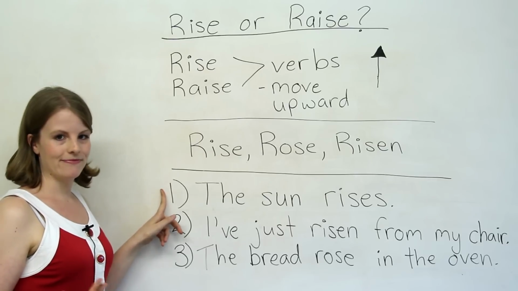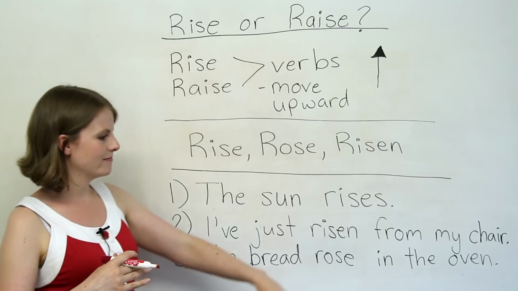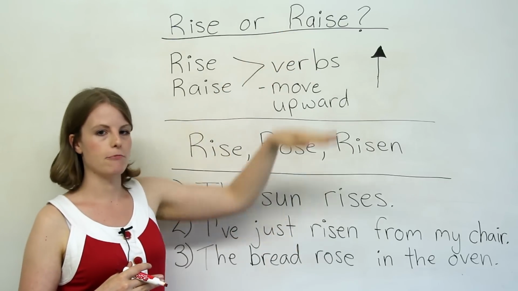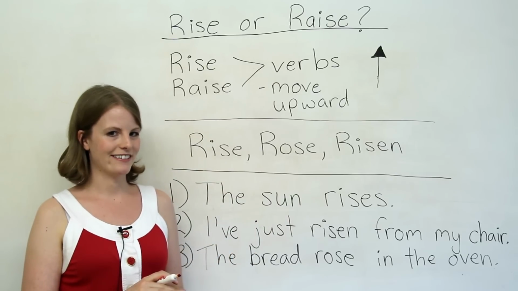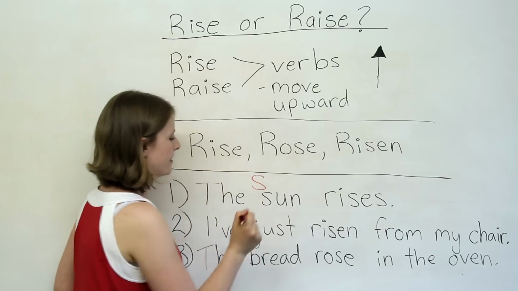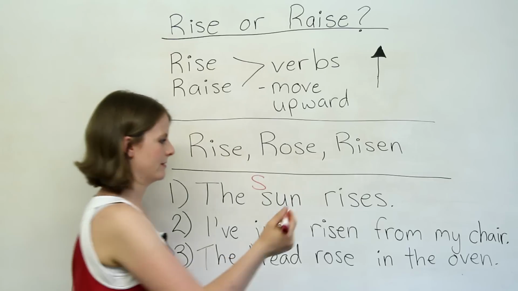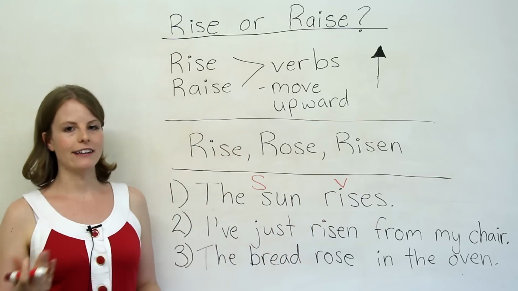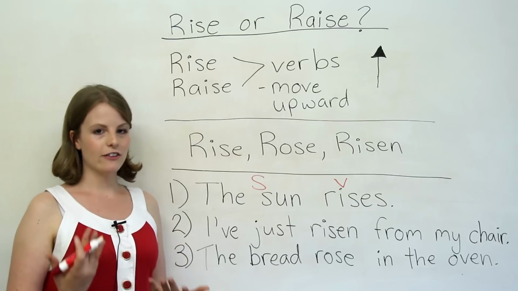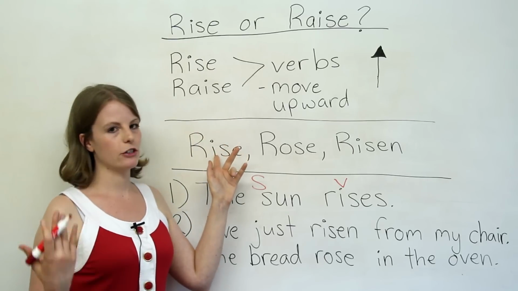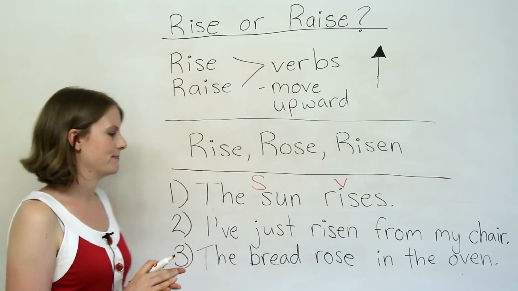So number 1, the sun rises. Means the sun goes up, moves upward. Now what do you notice about the sentence? Is there an object? So we have the subject, which is the sun, at the beginning of the sentence. We have the verb, the action, rises. Is there anything else? Is there an object? No. So this is the main way that rise differs. There's no object. Whereas in raise, there is an object.